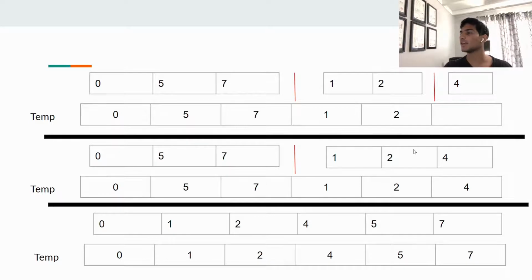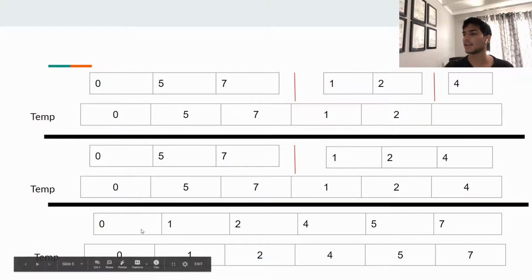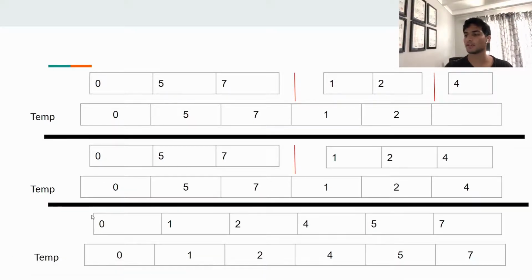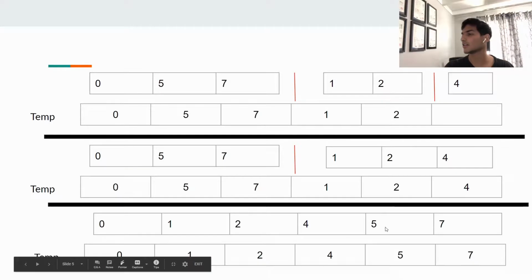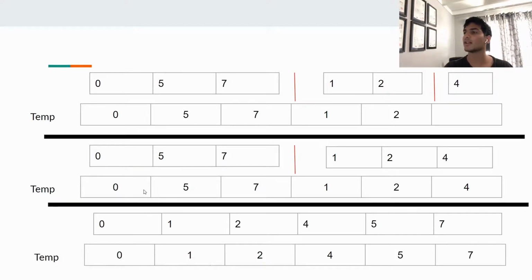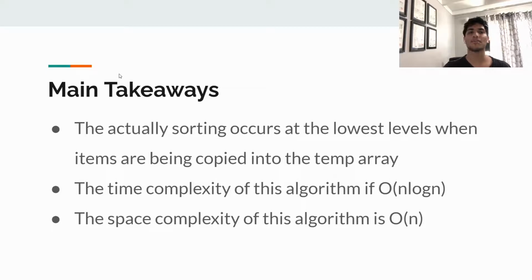And so the last step is merging this part of the array with this part of the array. Obviously when we do that, we get 0, 1, 2, 4, 5, and 7, right? We copy those values into the temp array, and then we recopy those values into the original array. So we finally get an array that is completely sorted. The main takeaway from this algorithm is that the actual sorting occurs at the lowest levels when items are being copied into the temp array. When we're merging arrays together is when the sorting is happening, and we copy them into the temp array and then back into the original array.